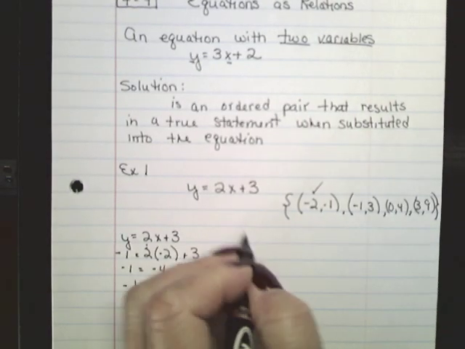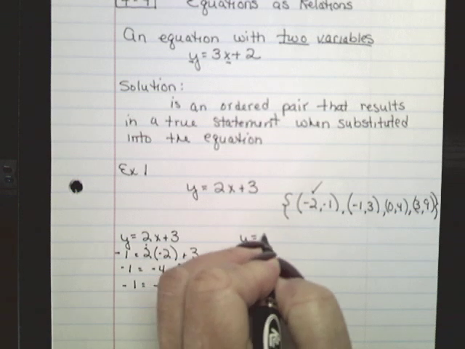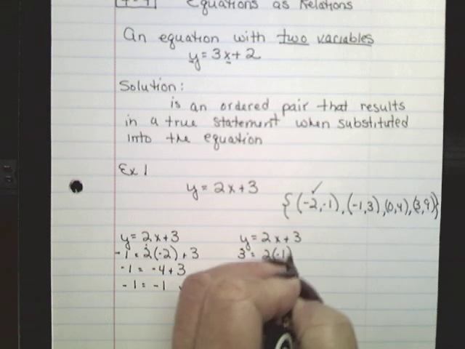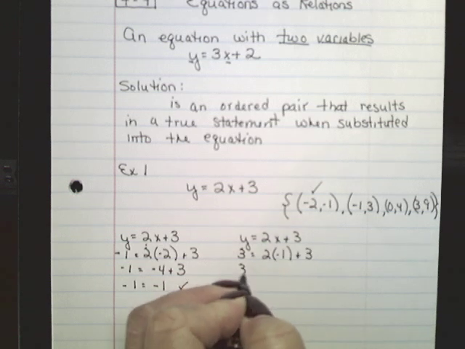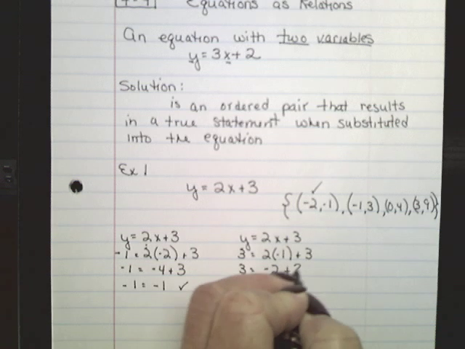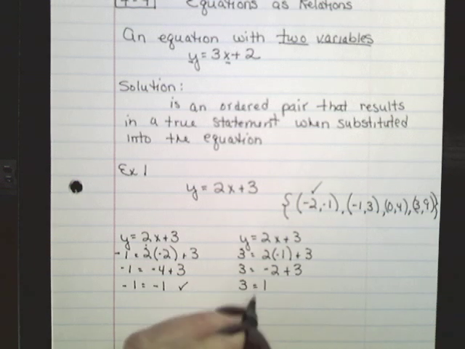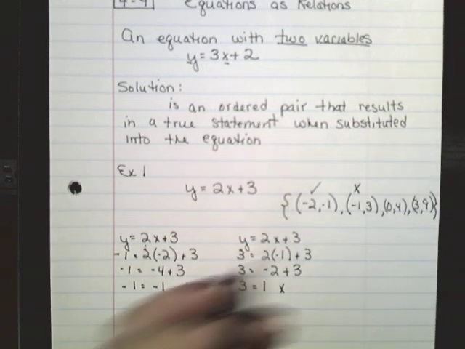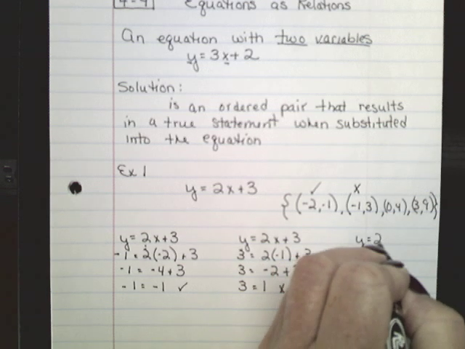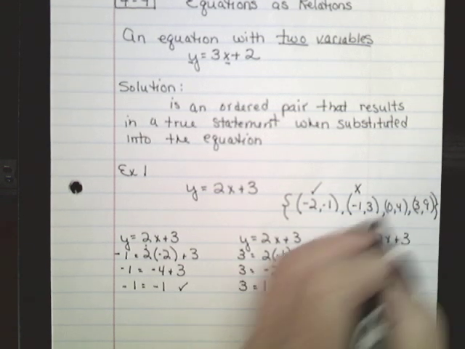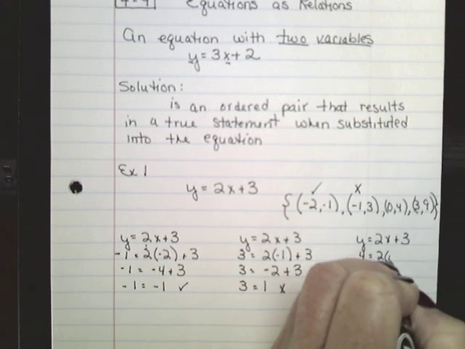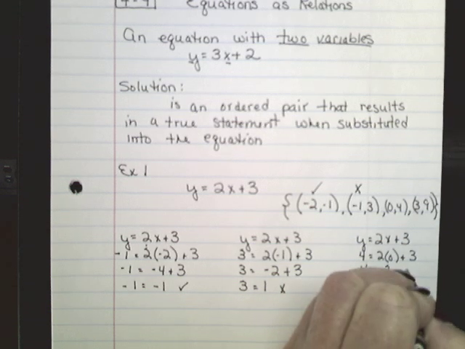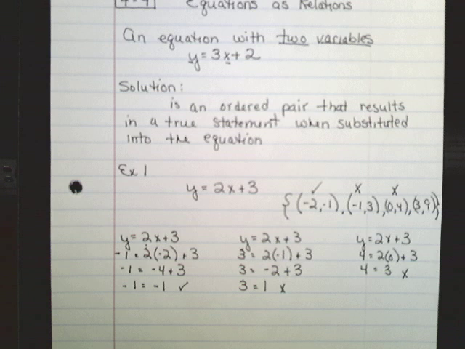So we're going to do that for all 4 of these ordered pairs. So y equals 2x plus 3. Substitute again. 3 equals 2 times -1 plus 3. 3 equals -2 plus 3. 3 equals 1. So that is not a solution to this equation. So let's try y equals 2x plus 3 again. And we're going to say 4 is equal to 2 times 0 plus 3. 4 equals 3. That also is not a solution to this equation.